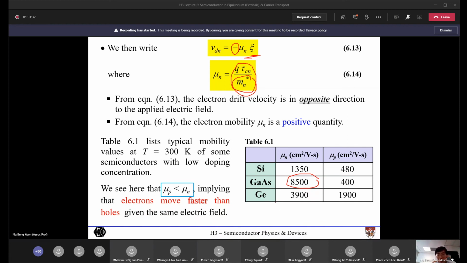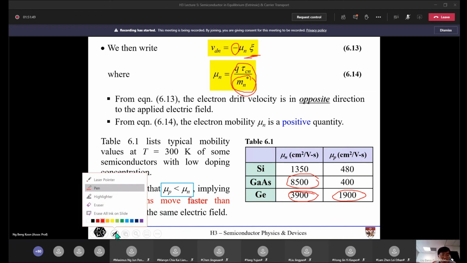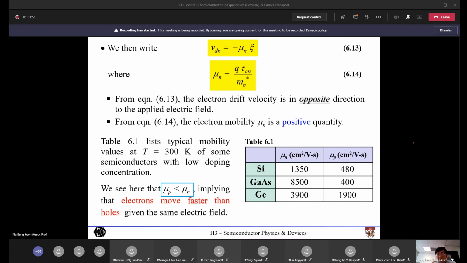Germanium is somewhat between silicon and gallium arsenide for electron mobility. Also relatively fast compared to silicon. And in fact, the holes are also quite fast. It's more than that of silicon and gallium arsenide. So these parameters are essentially material dependent. Different materials will have different values for mobilities of electrons and holes.